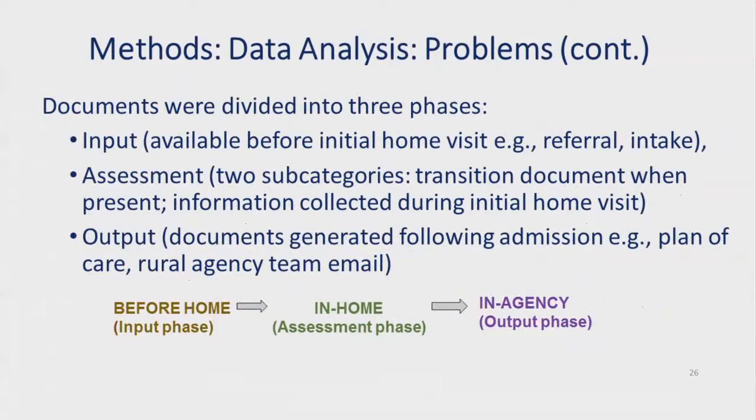So we divided the documents into the 3 phases that I briefly outlined previously, and the schematic is at the bottom here. The input phase, which is before the home, the in-home phase when the nurse conducts the patient and home safety assessment, then the output phase when the nurse is documenting and completing the documentation of the admission. And each phase has its own documents. So the input phase has referral and intake documents. The assessment phase has transition documents when viewed, and information that the nurse collected during the initial home visit and documented in the EHR, in the OASIS specifically. And then the output phase, which has the plan of care and at the rural agency and email.